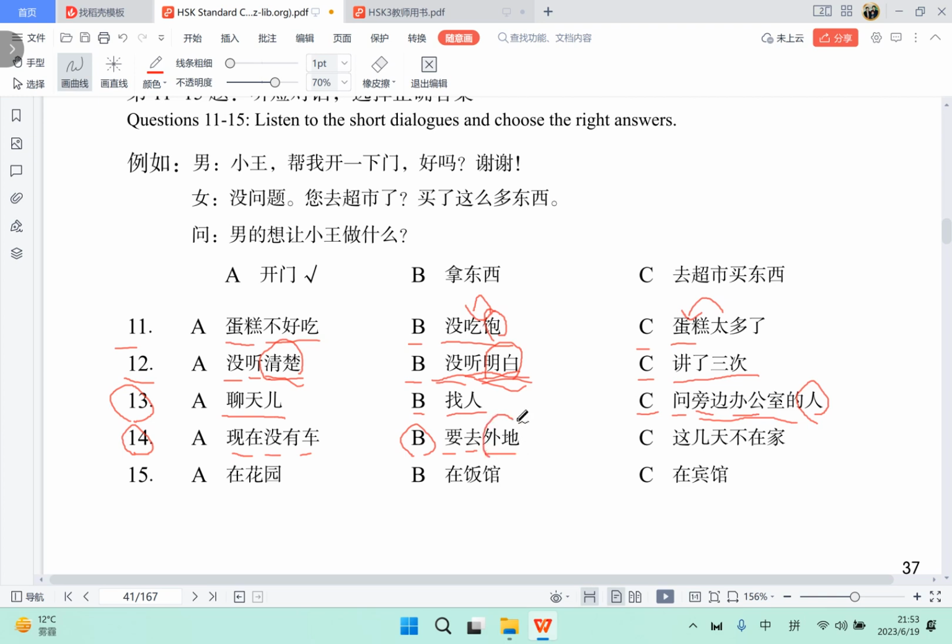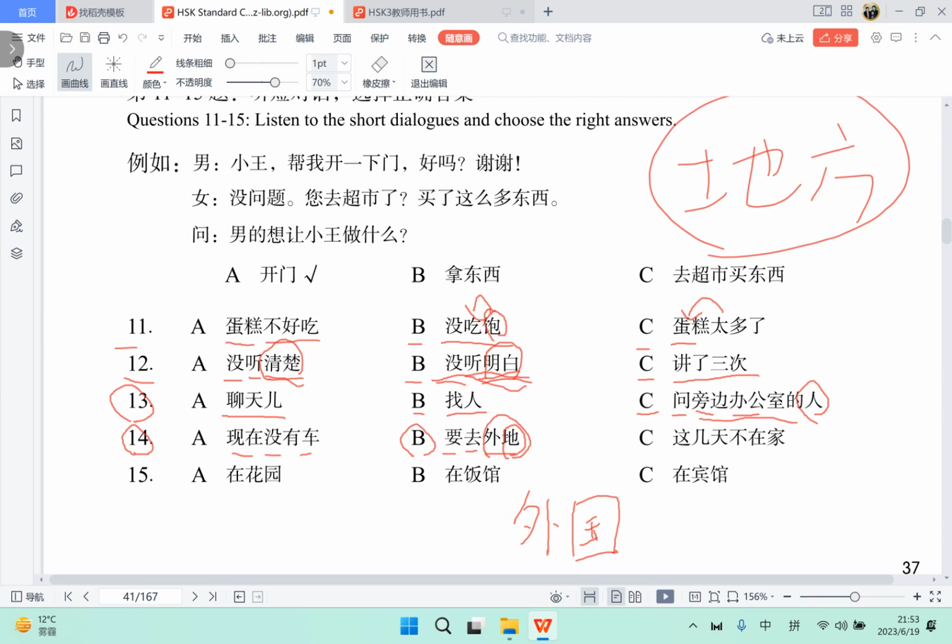So this word 外地 is from 外国, like we learned, 外国, the foreign country. So 国 indicates the country, and 地 is from 地方, which means place. So 外地 means a place outside of this place. It's quite confusing. I don't know how to describe this word in English, but I think it's not local places. It's going to some other, outside places away from here. Okay, and C 这几天不在家, these days he's not at home. Okay, and number 15, 第15题, 在花园, in the garden, 在饭馆, in the restaurant, and C 在宾馆, in the hotel.